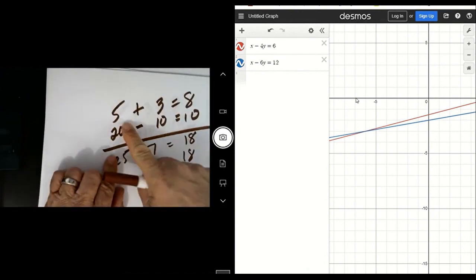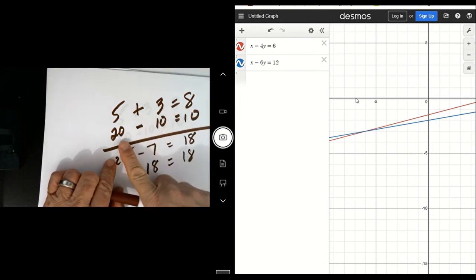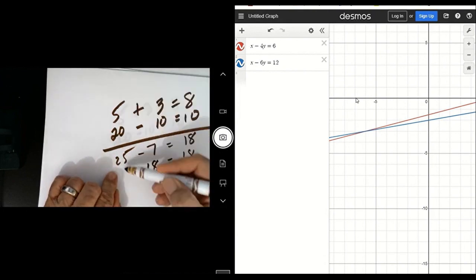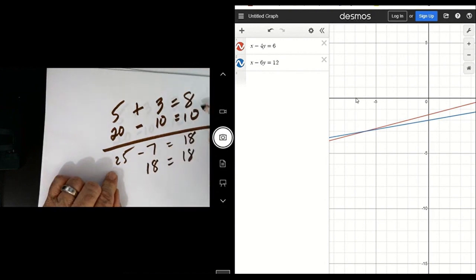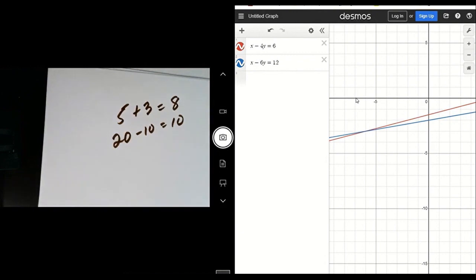So we have a true equation because 5 plus 3 does equal 8. And we have 20 minus 10 does equal 10. And we just added down. 5 plus 20, 25. 3 plus a negative 10 is negative 7. 8 plus 10 is 18. And 25 minus 7 is 18. And 18 equals 18. So we're going to take that same thing, which I think alone is pretty cool.